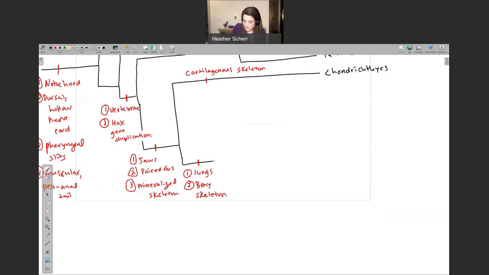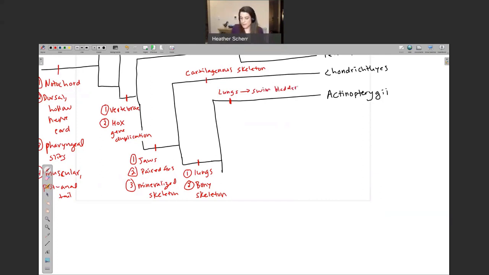The first group to branch off of that, and the one we see in the fossil record, are the Actinopterygii, or ray fin fish. Actino means ray, and pterygion means wing, so ray finned fish. In this lineage, we see the lungs are converted or adapted into being a swim bladder for regulation of where they are in the water column.